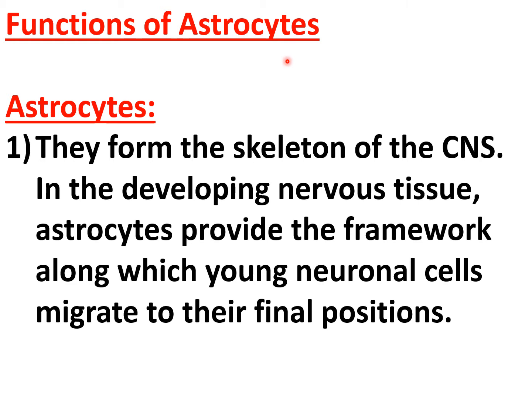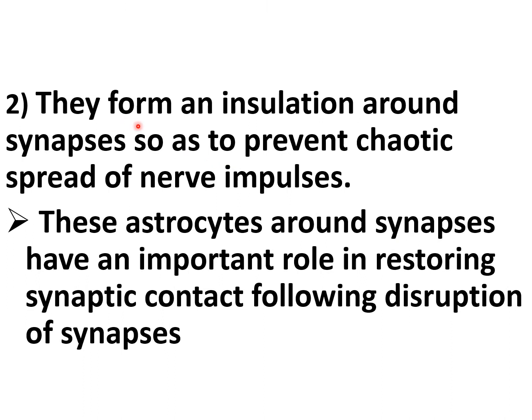Then the functions of the astrocytes. So first of all, they form the skeleton of the central nervous system. Now in the developing nervous tissue, astrocytes provide the framework along which young neuronal cells migrate to their final position. And they form an insulation around the synapses so as to prevent chaotic spread of the nerve impulses. And these astrocytes around the synapse have an important role in restoring synaptic contact following the disruption of synapses.